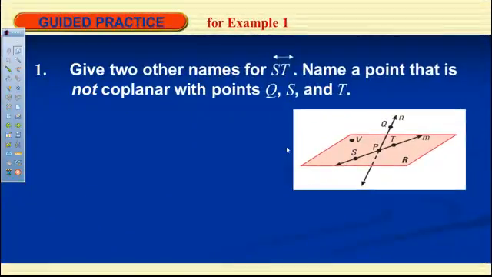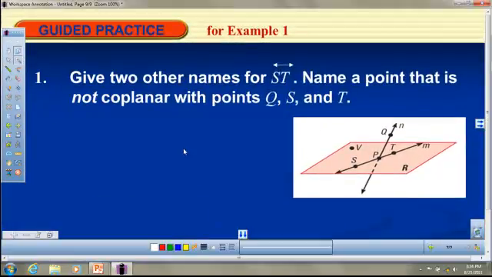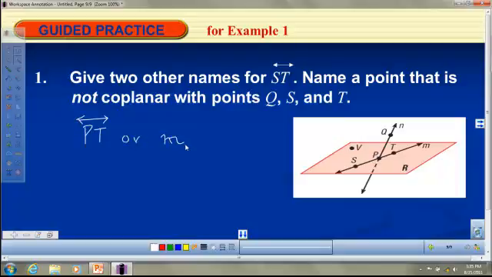Here's another example. Give 2 other names for ST. That shouldn't be too hard because there's 3 points on that line. There's also this letter right here. Here's ST. So I'm going to call it PT with the 2 arrowheads on top. Or we could call it M.